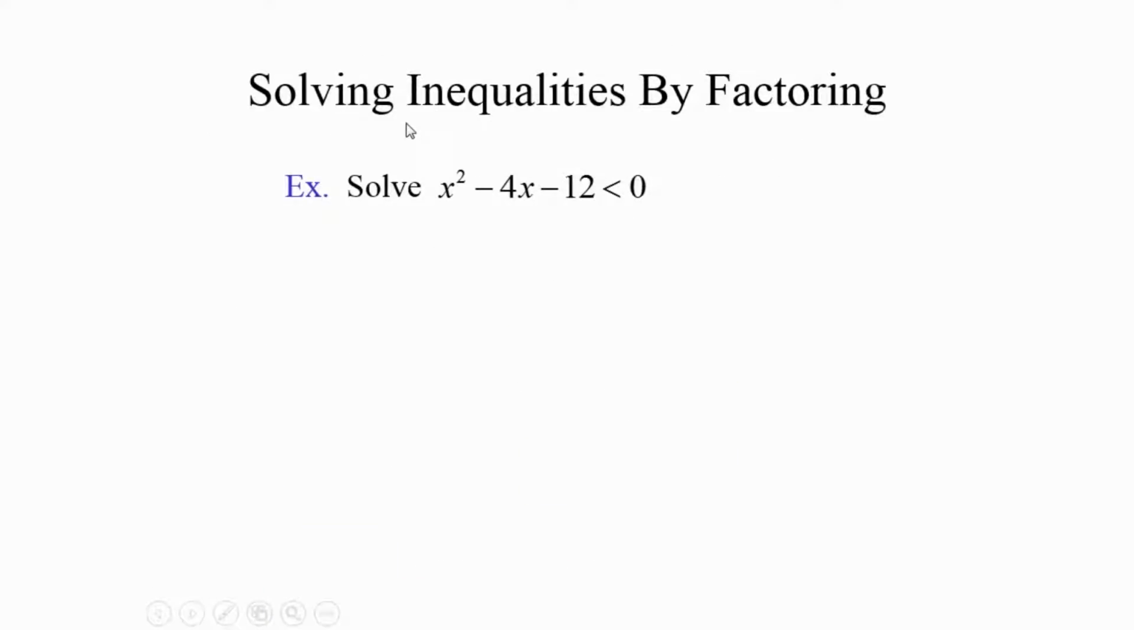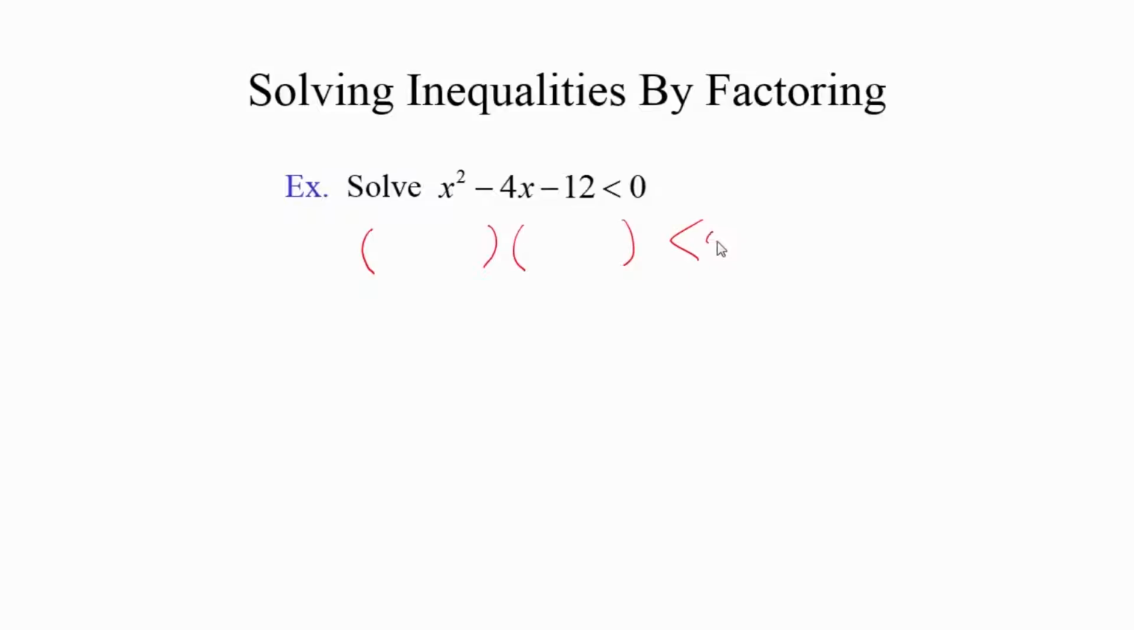Okay. Now, you can have inequalities, quadratic inequalities, right? Not just a simple linear one. Now you have a quadratic inequality. You have x squared minus 4x minus 12 less than 0. Okay, so you're going to factor it.